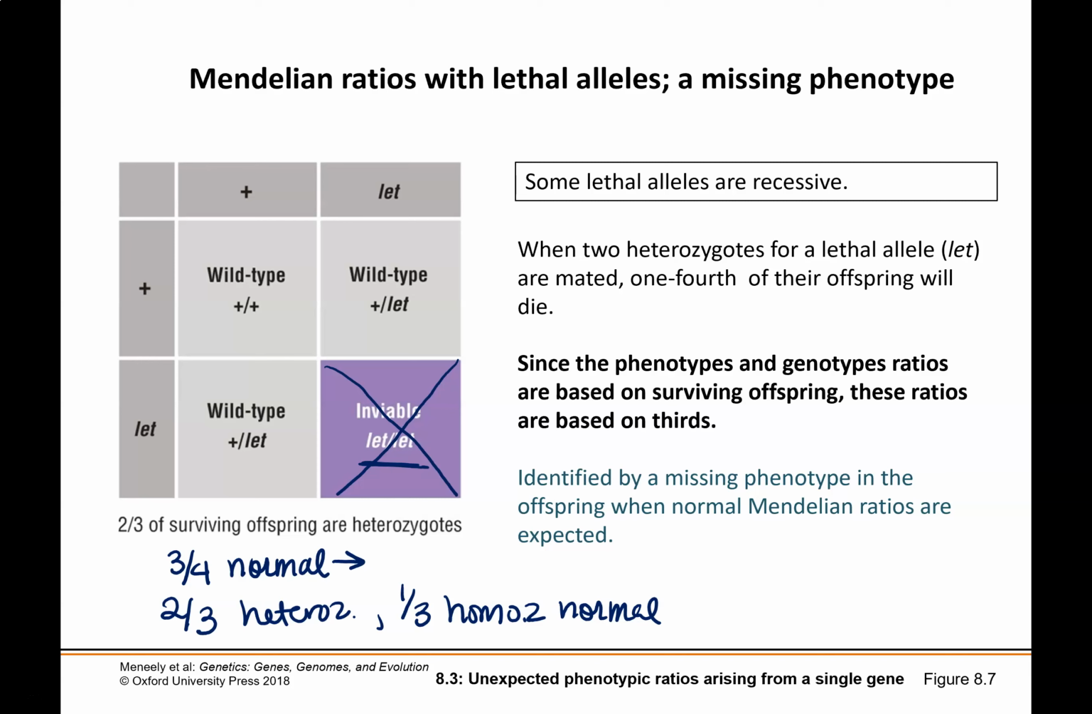Recessive lethal alleles don't cause death in the heterozygote because there's normally some threshold level of protein that needs to be produced. So these individuals are producing enough protein in order to survive like their homozygous normal individuals.